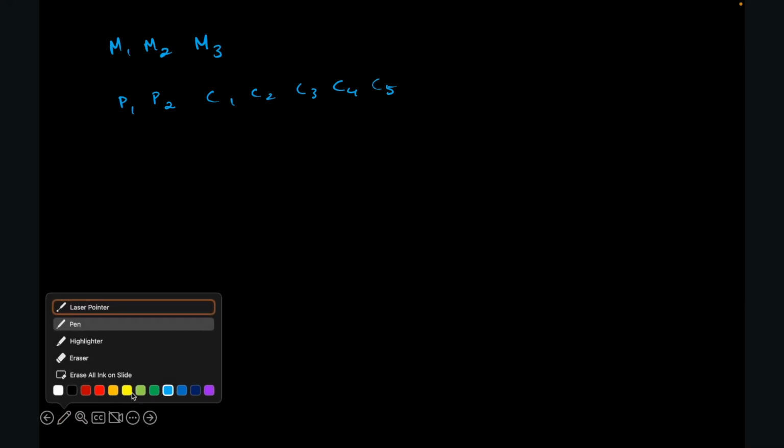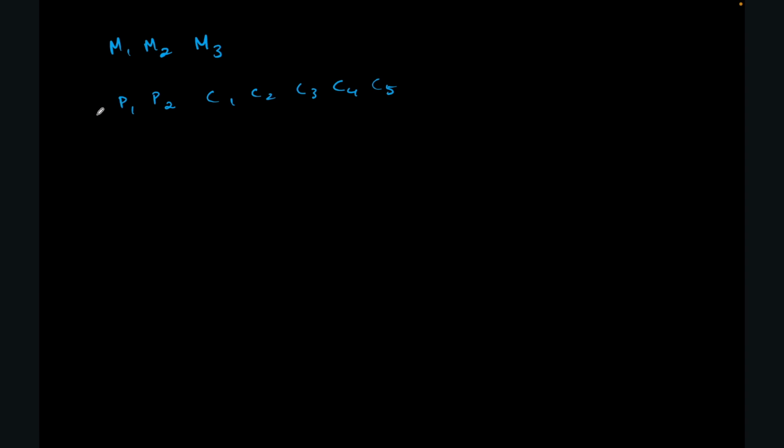Same situation, but this time the books are distinct. They have their own value. So label them as M1, M2, and M3. Similarly, I'm going to have P1, P2, and then C1, C2, C3, C4, C5. Same setup as before. You can think of this as open space, open space, open space, open space, open space, open space, and open space.